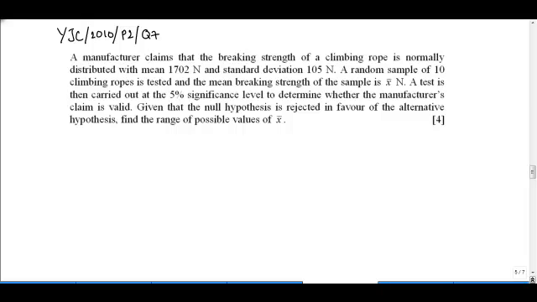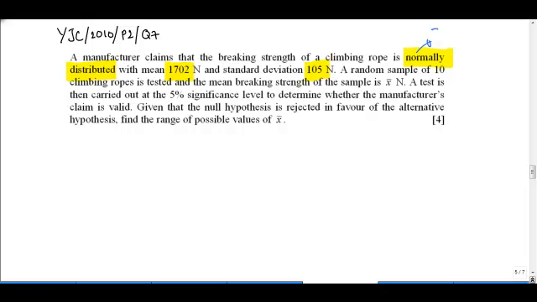In this video, we are going to go through YJC 2010 Paper 2 Question 7. This is a question on hypothesis testing. A manufacturer claims that the breaking strength of a climbing rope is normally distributed with mean 1702 and standard deviation 105.